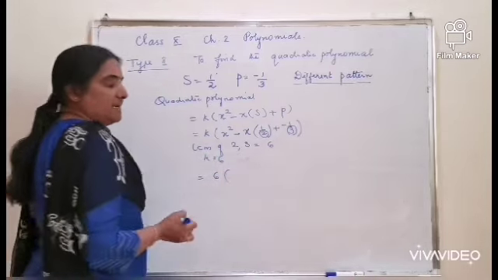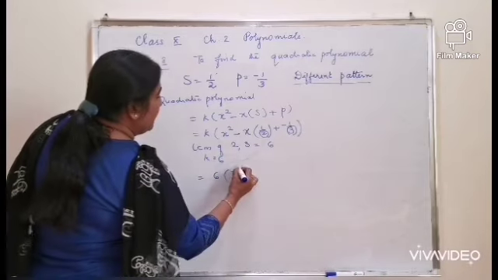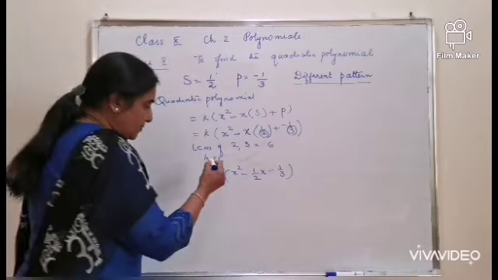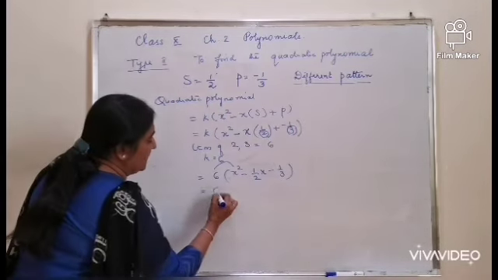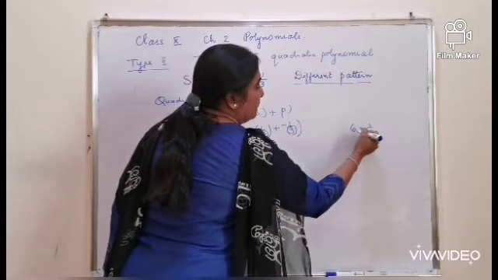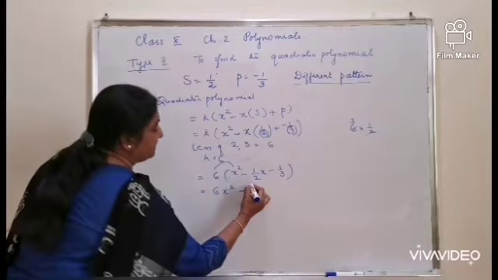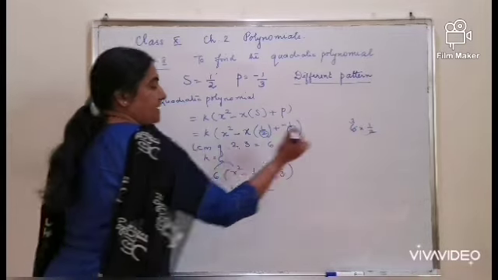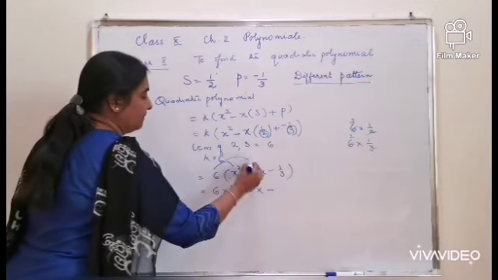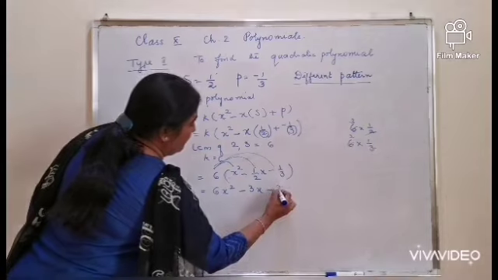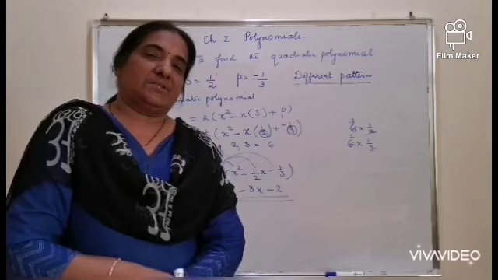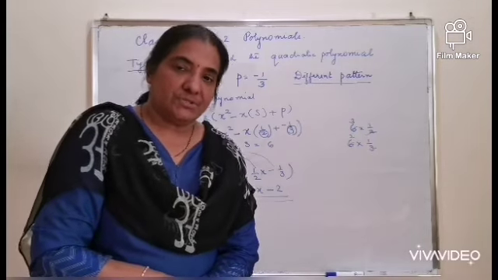Substitute in the formula as 6 into x square minus half x minus 1 by 3. As I told you, 6 into x square is 6x square, minus 6 into half is the same as 3, minus 6 into 1 by 3 is the same as 2. Thus the quadratic polynomial is 6x square minus 3x minus 2.